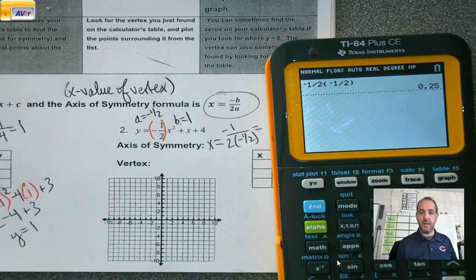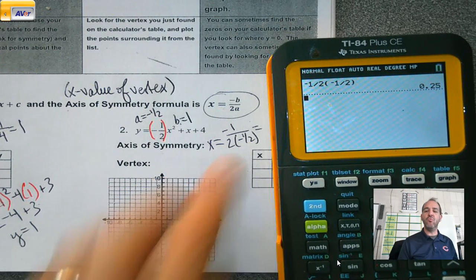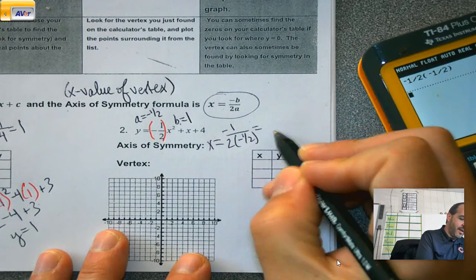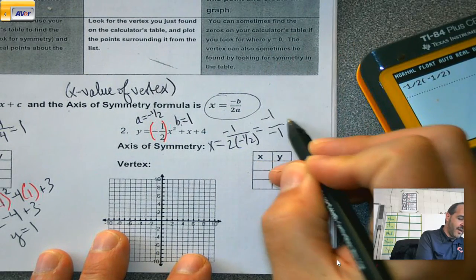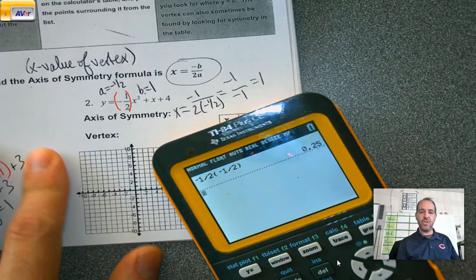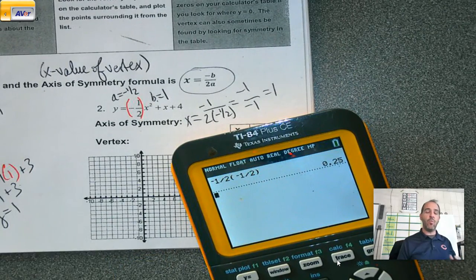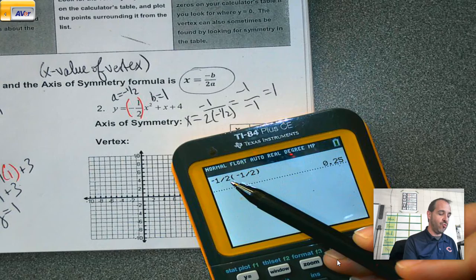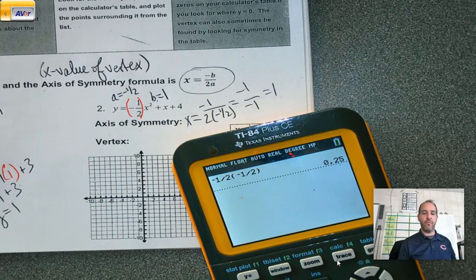You're like, what do you mean? I typed it all in. Let's think about this for a minute. Come back over here. What's half of 2? 1, right? And since it's negative 1/2, it'd be negative 1 divided by negative 1 is 1. Well, what happened? Did the calculator malfunction? No. The calculator did negative 1 divided by 2 and then multiplied it. Well, that's not what we wanted.